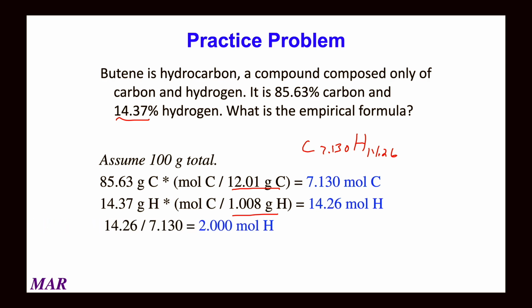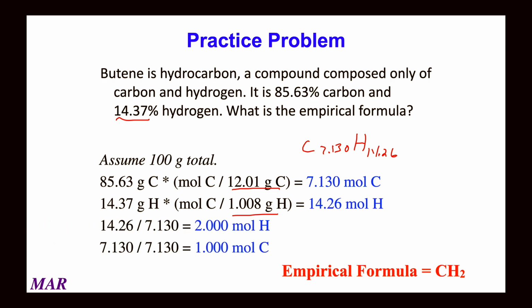And that's where dividing both of them by the smaller one is what we want to do. So 7.130 is smaller than 14.26. We're going to divide both of them by that number. And you can see that you get definitely 1 mole of C, and you end up with 2 moles of hydrogen. 2 to 1 is like C1H2, empirical formula CH2.